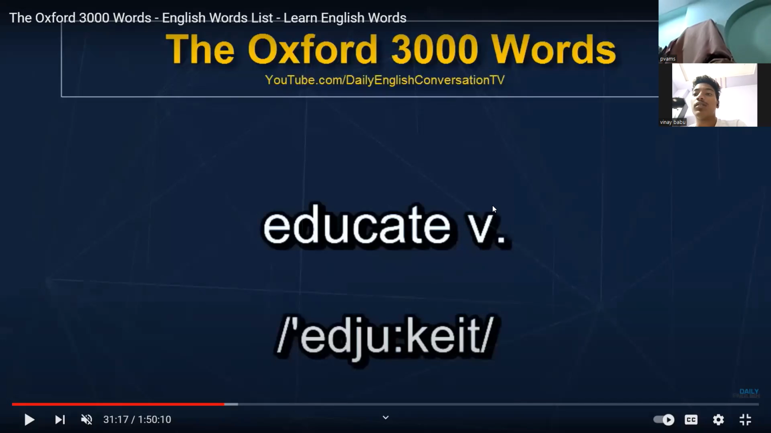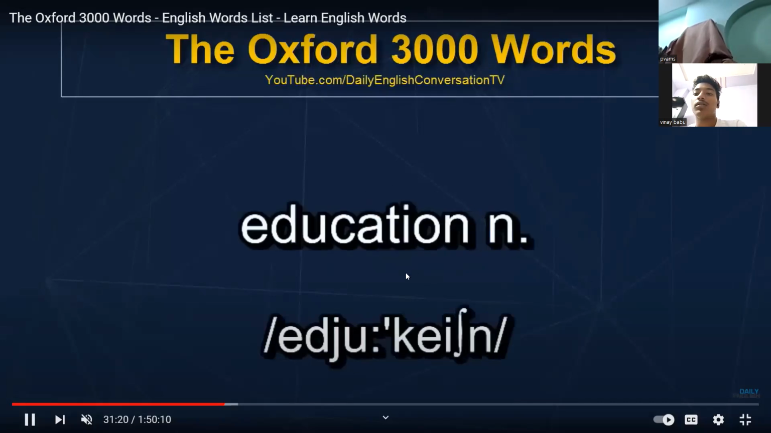What do you mean by V here? V is nothing but verb, okay? It's verb. Education. What is the N here? Noun. Now, Vinay, everything noun.